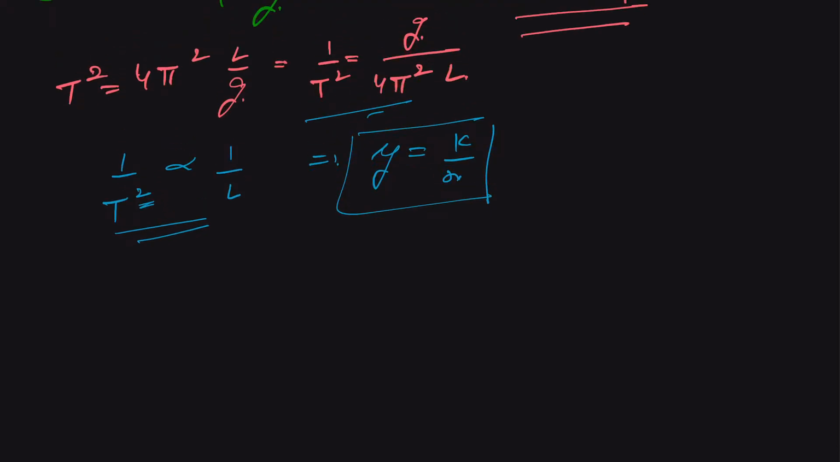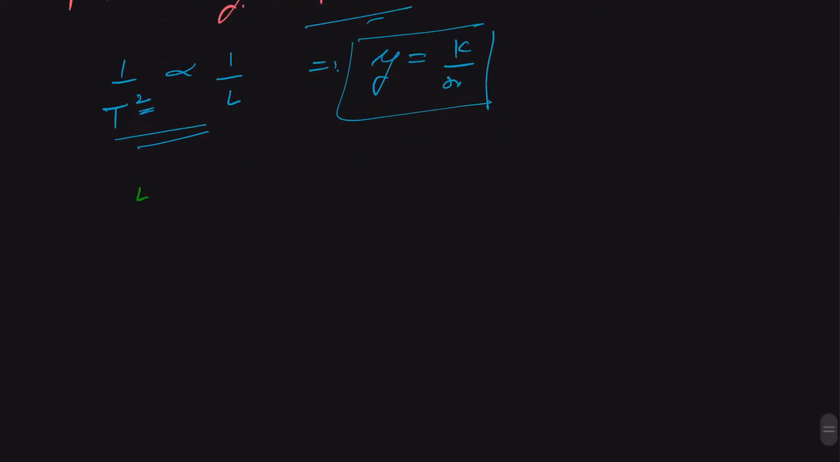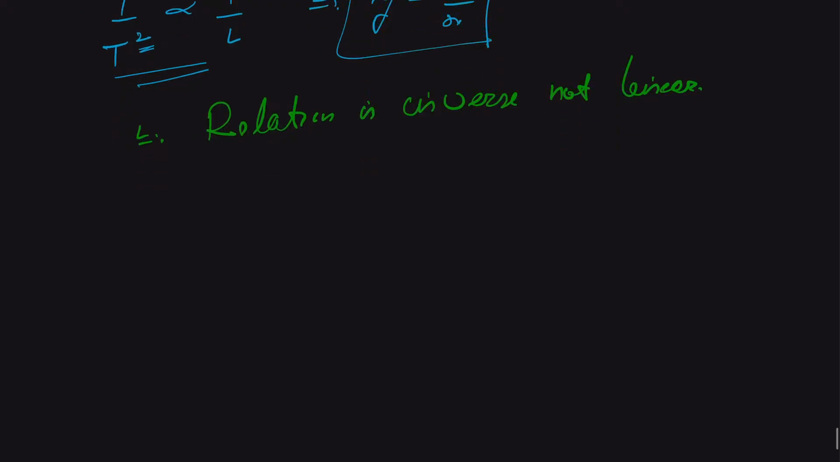Therefore we can say that this relationship is inverse, okay, not linear. And because of this square term that is associated with our time period, this shape comes like a curve. It will become coming with something like this. So we are going to have this as L, and this will be 1 upon t square.